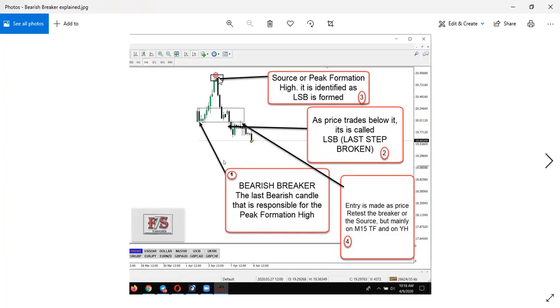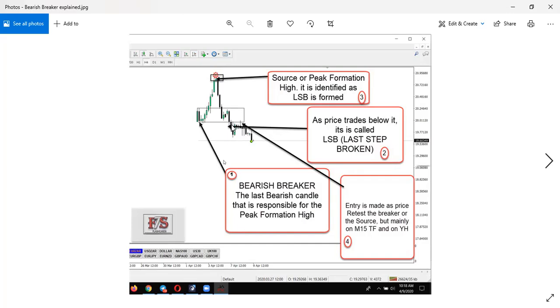Sometimes the breaker also goes with breaking market structure. That bearish candle that is responsible, that you see close to where there's a market structure break. So the bearish breaker is the last bearish candle you see that is responsible for the peak formation high or the higher high. As price trades below it, it is called LSB, last step broken.